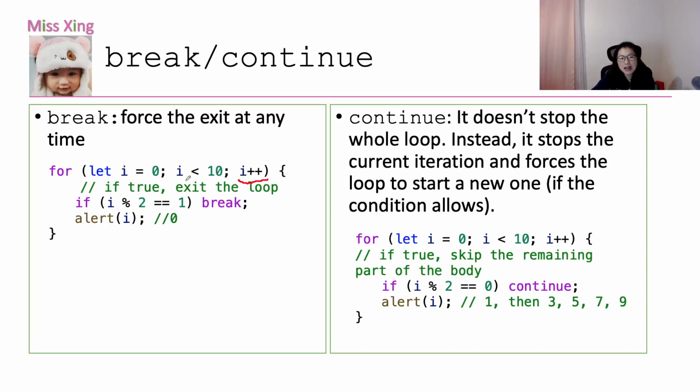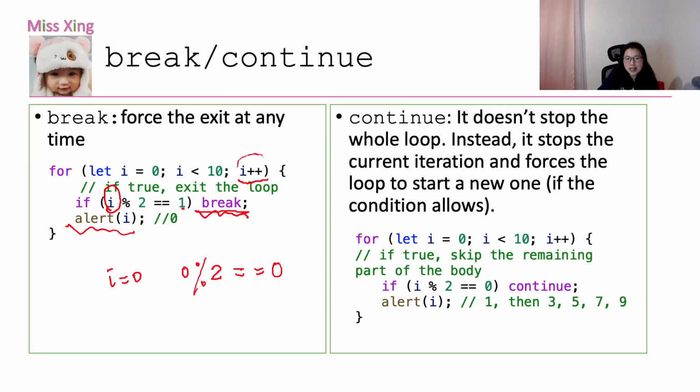Now let's take a look at the loop body. If i divided by 2, the remainder, equals 1, then I add a break here. What's going to happen? The first time, i is 0, and 0 divided by 2 gives a remainder of 0, right? So it doesn't match this condition, and it won't execute the break. It will execute alert i equals 0. You will see alert i equals 0.